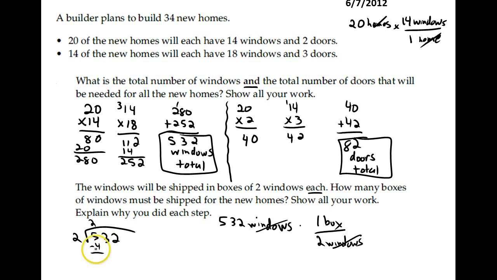2 goes into 5 twice. So bring down the 3. 2 goes into 13 6 times. Bring down the 1. Bring down the 2. That goes into 12 2 times. 266 boxes exactly. Make sure you always add your units on there. Circle your answer so they know what it is.